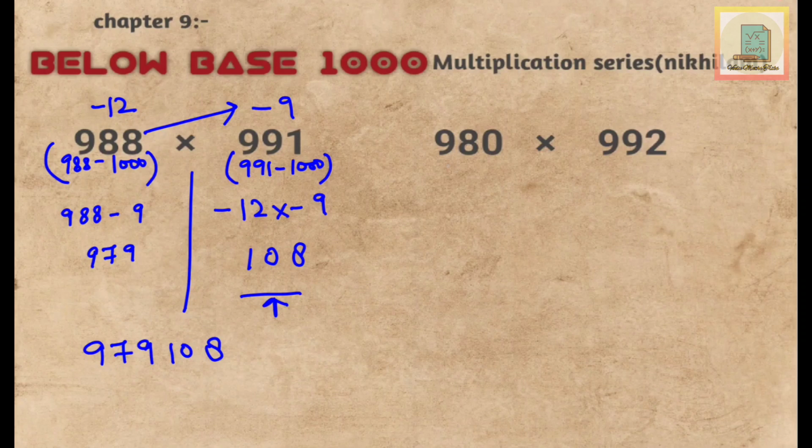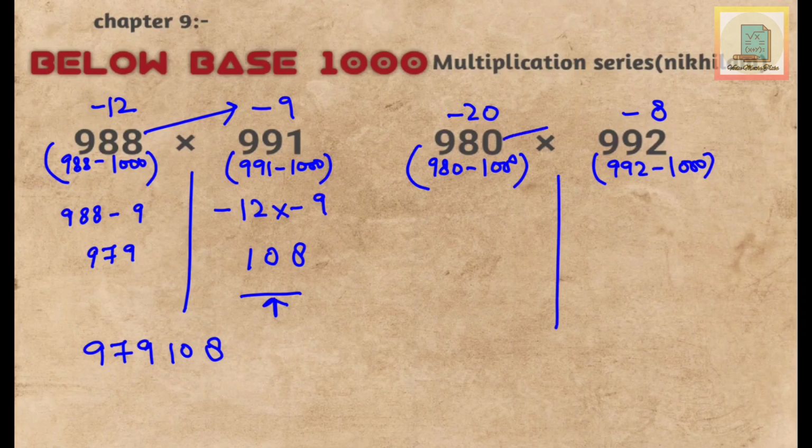So let's find out the deviations first. 980 minus 1000, which gives you minus 20 as deviation, and 992 minus 1000, which gives you minus 8 as deviation. Now make a partition. In the first partition, first number plus the second deviation. So 980 minus 8, because the deviation is negative. In the second partition, multiply the deviations, which will be minus 20 multiplied by minus 8.